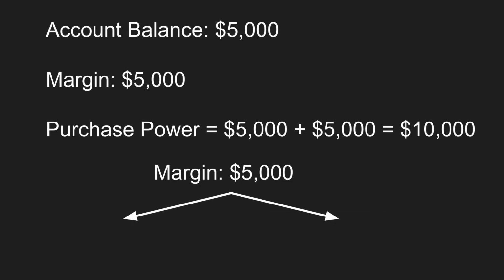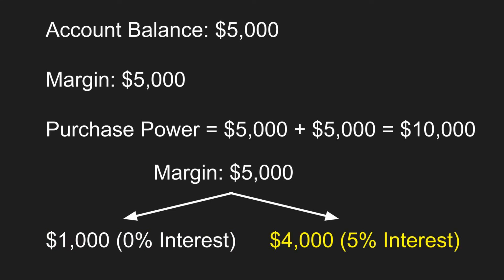Margin balance also depends on account size. For example, an account with $5,000 will be allowed to margin up to $5,000. In the $5,000 margin, the first $1,000 will be interest-free and the next $4,000 will bear an interest of 5%.